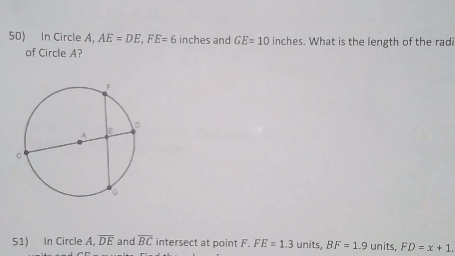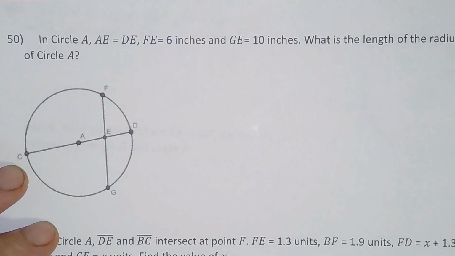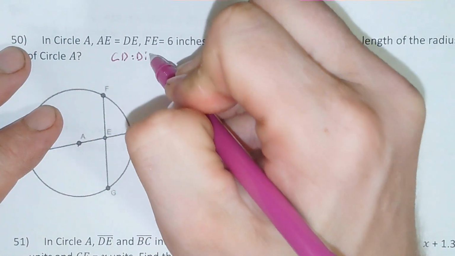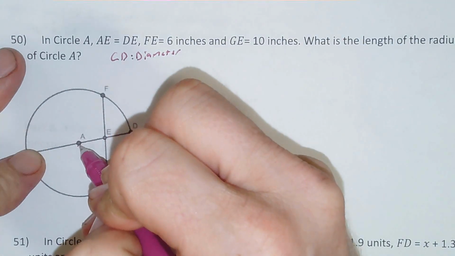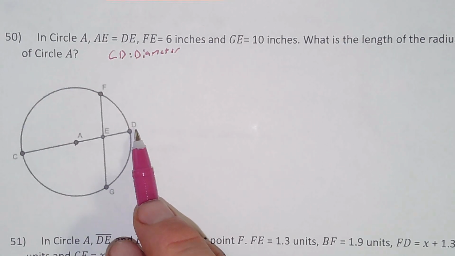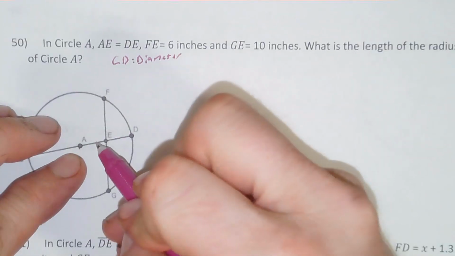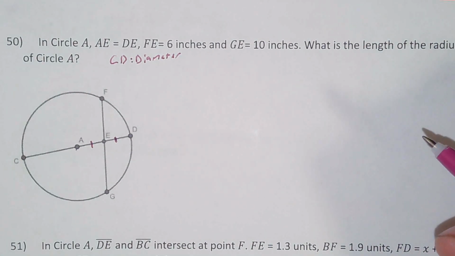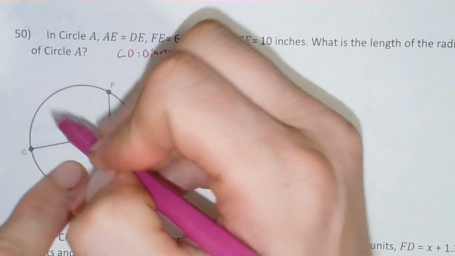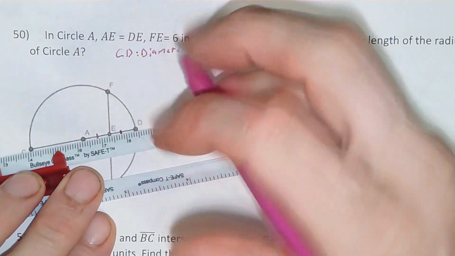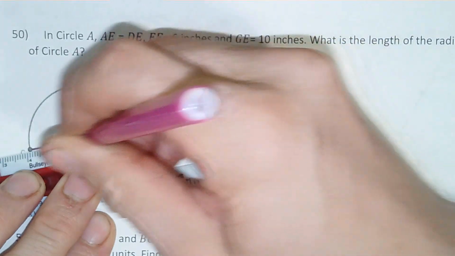All right, next, we have circle A, meaning that CD is a diameter, because A is a center point, and this chord travels through the center point, and a chord that travels through the center point is a diameter, right? And it also tells us that EA and ED are congruent. If this is the diameter, CA is a radius.